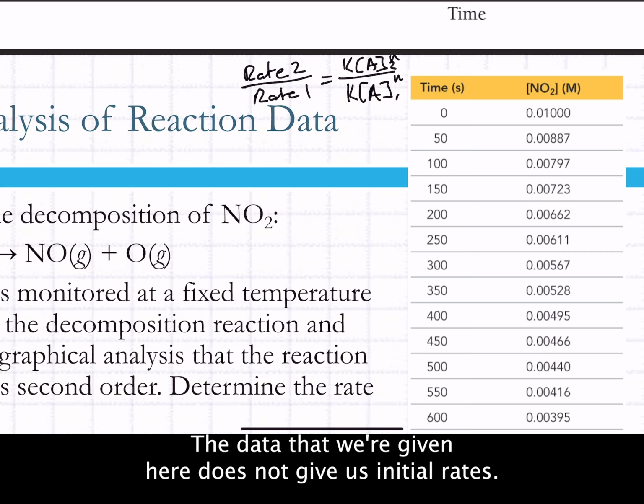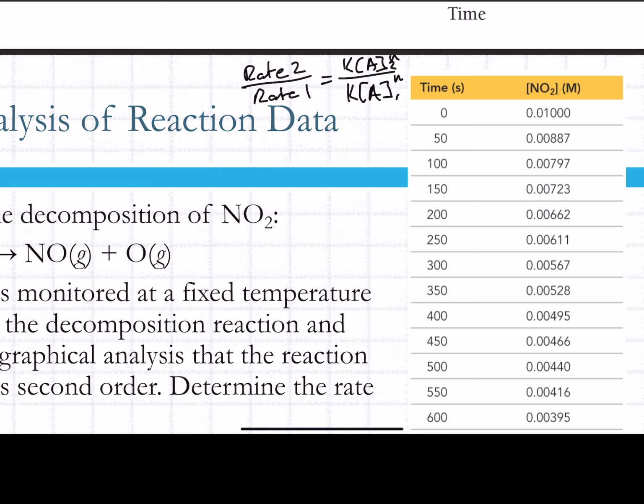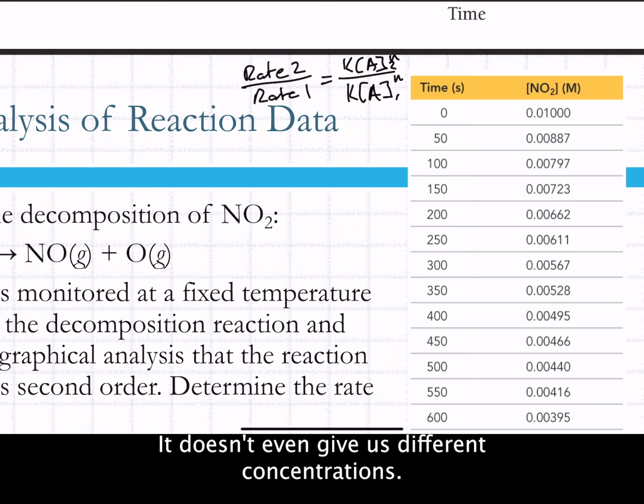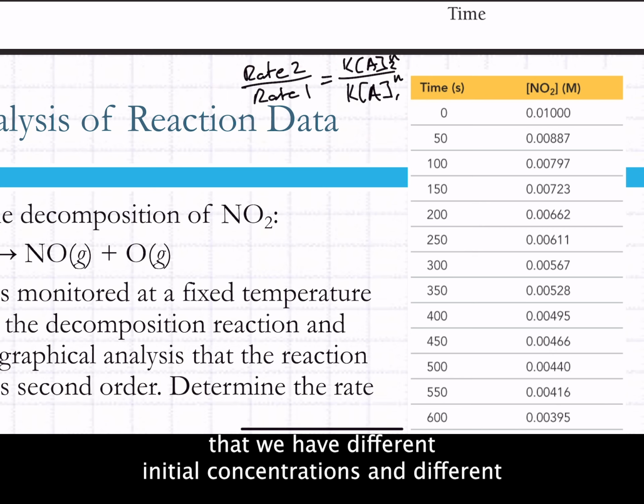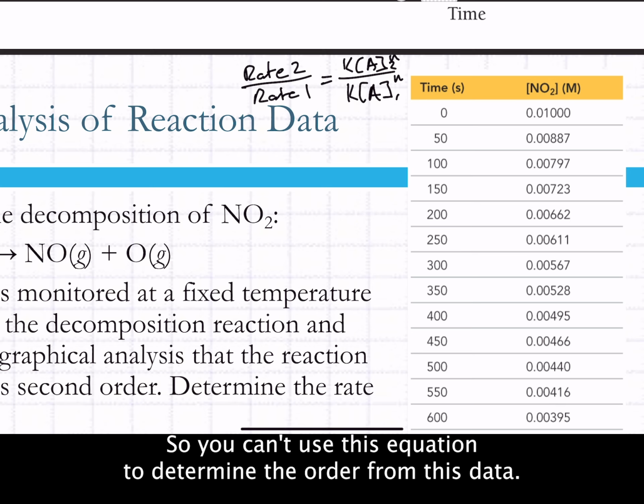The data that we're given here does not give us initial rates. It doesn't even give us different concentrations. The method with these two equations requires that we have different initial concentrations and different initial rates. So we can't use this equation to determine the order from this data.